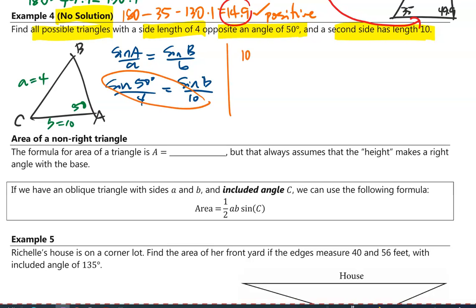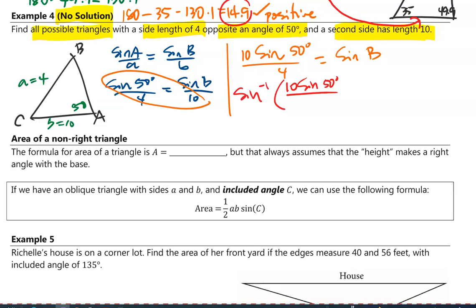So 10 sine 50 degrees over 4 is equal to sine of angle B. And then inverse sine both sides. Is equal to angle B.